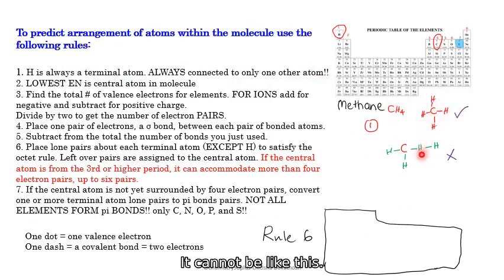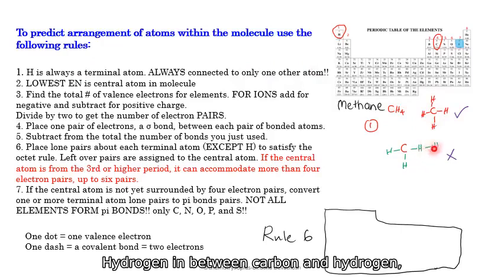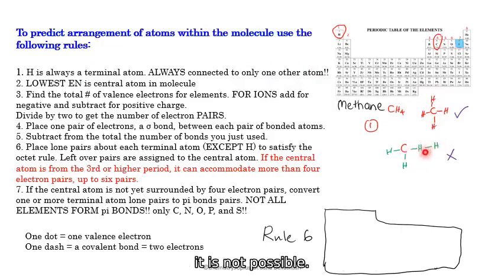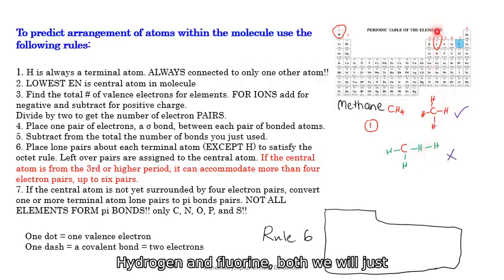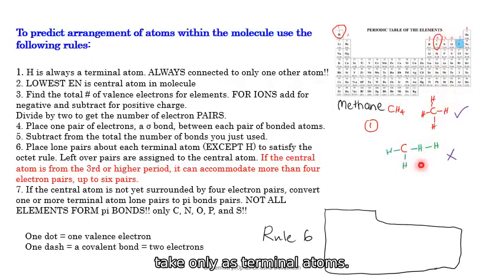It cannot be like this. Hydrogen in between carbon and hydrogen is not possible. Okay, so that's what it means. Hydrogen and fluorine, both we will take only as terminal atoms. And the second rule is the lowest electronegativity is the central atom in the molecule.